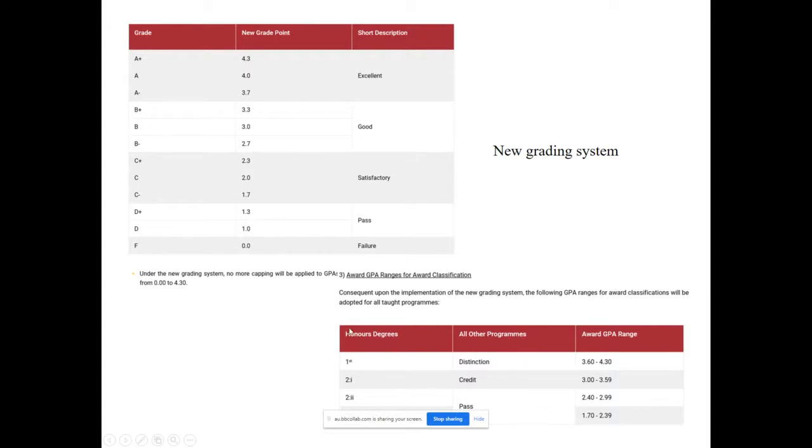And even for your progression and graduation, for the honors degree award classification, you are very lucky. For the award GPA range, for first class honor, it was before 3.7 and is now 3.6. For the pass, before it was about 2, now it's about 1.7. So this is our new grading system and new award GPA ranges, both different from the old grading and award classification system.